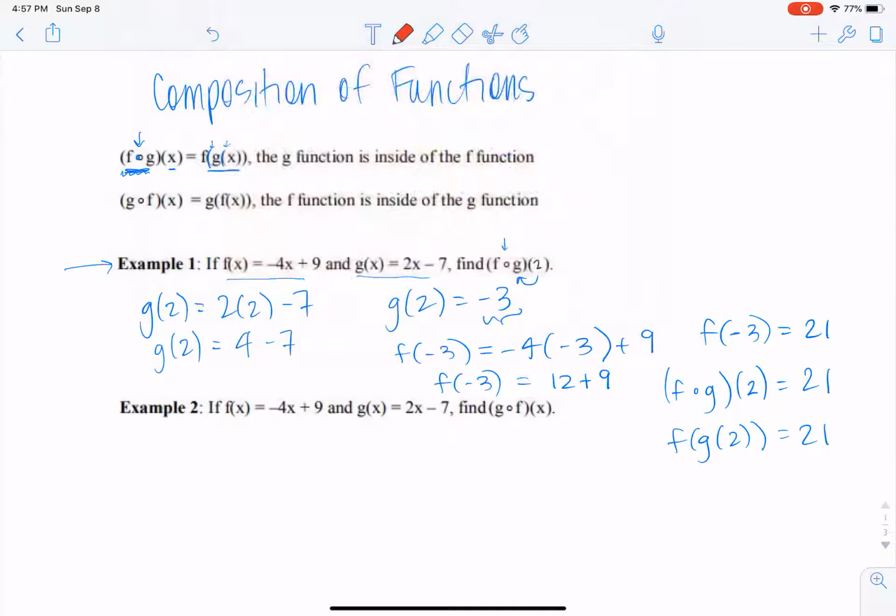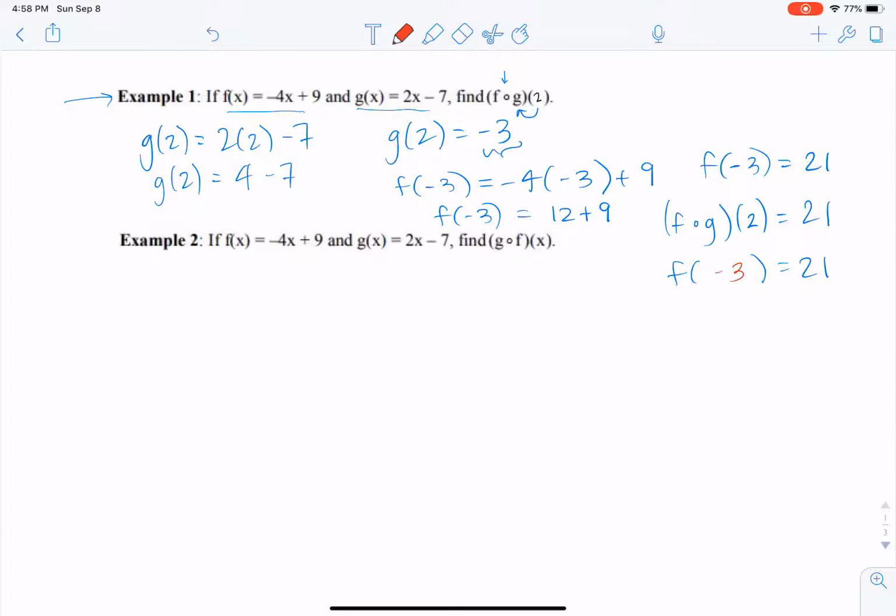You can see this a little bit here. Really what I'm doing is I'm taking g of 2 and evaluating it, and this ended up being negative 3, and then I plugged that into my f function. So we'll either do this with values like we just did in this example, starting with f composed with g of 2, or, if you look at example 2, we can do it with the actual functions themselves.